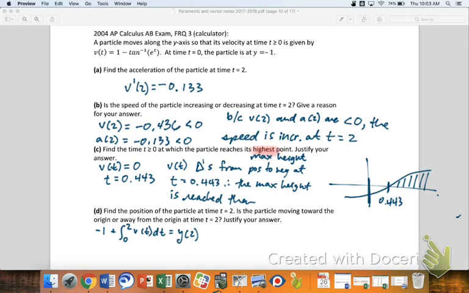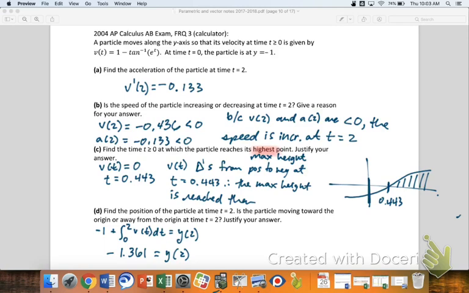What number did you guys get for that? -1.06361. Okay, so that's the position. You guys all okay with that number? Okay. So then it goes on to ask another question. Is the particle moving toward the origin or away from the origin? What did you use to try to get a sense of what's happening there?